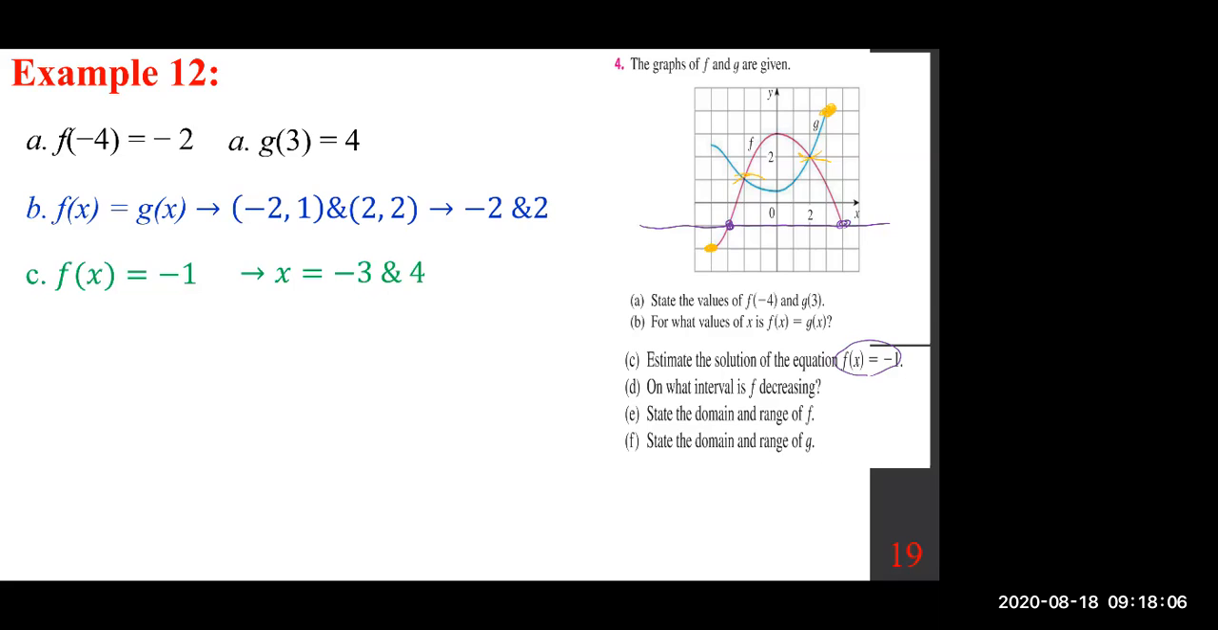F of x is decreasing. If you look at the f function, the red function, the decreasing happens from 0 to 4. I hope it's clear. In other words, this portion of the graph, the function is decreasing, otherwise increasing.